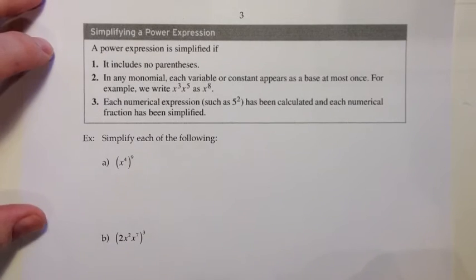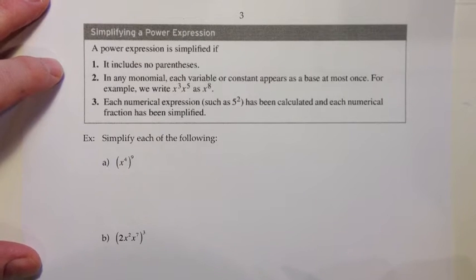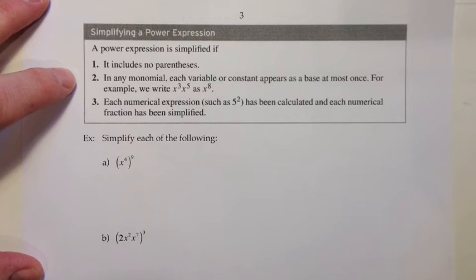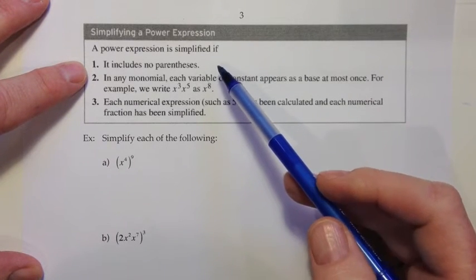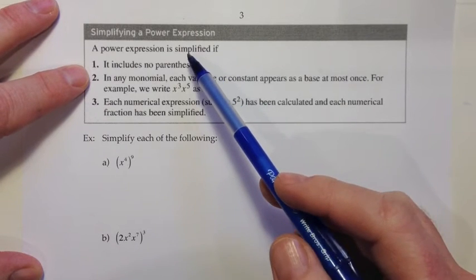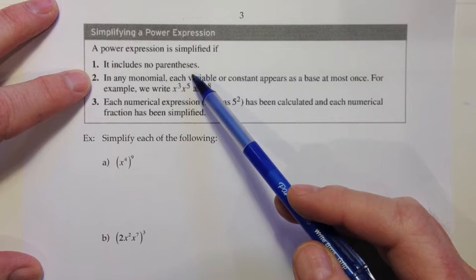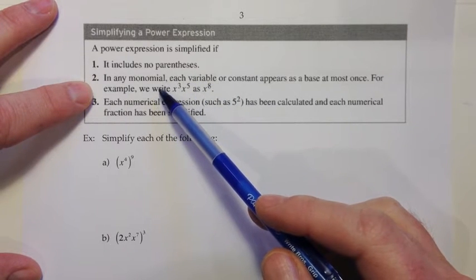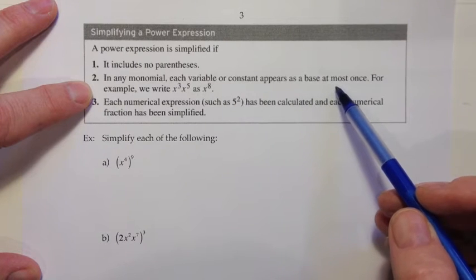Okay, so on the previous page we went over all the different rules for exponents, and we have those rules so that we can simplify expressions involving exponents. And this list here gives us some of the steps that we should think about when we're simplifying with exponents. So for something to be considered simplified, there can't be parentheses anymore. And if it's a monomial, one term, then each variable or constant appears as the base at most once.